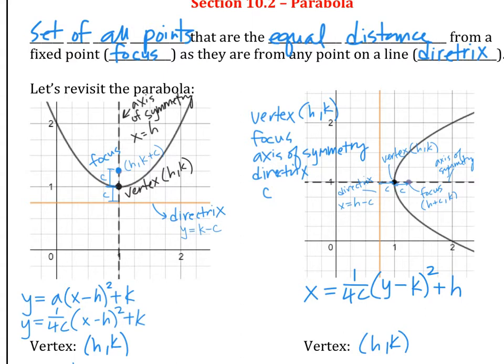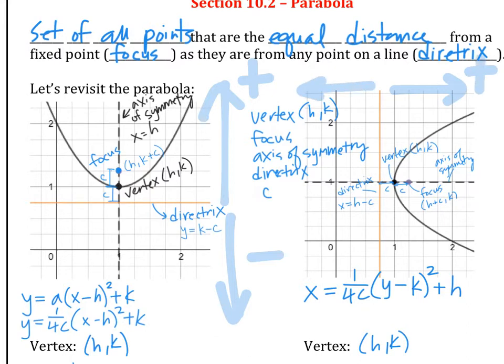Direction. On the left and right parabola, when A is positive, which direction does the parabola point? Up. So when A is positive, it points up. And then when A is negative, it points down. Now, if you look at the one on the right, it's the same thing. If it's positive, it's going to point towards the right. If it's negative, it's going to point towards the left.